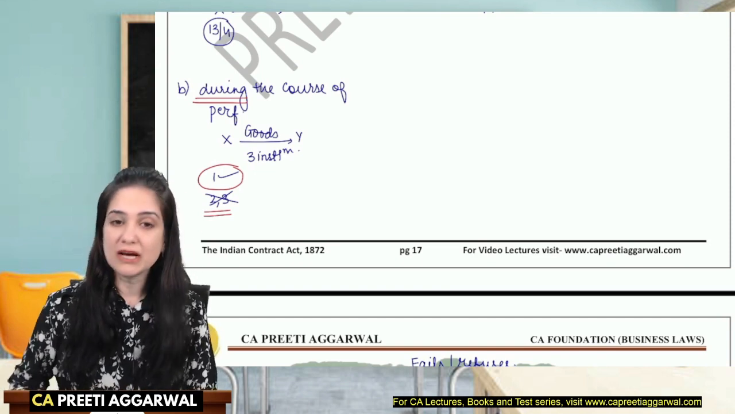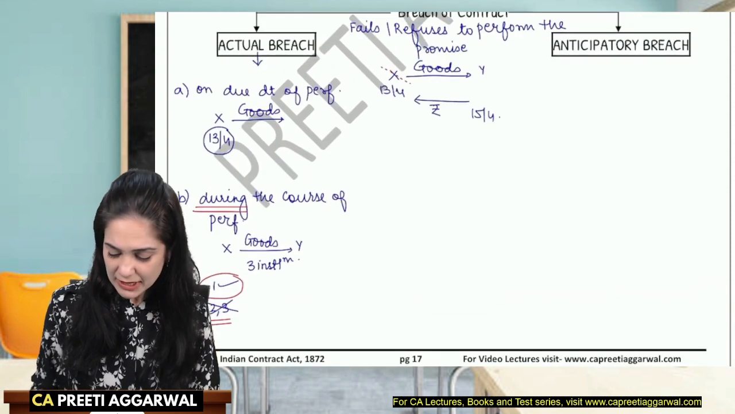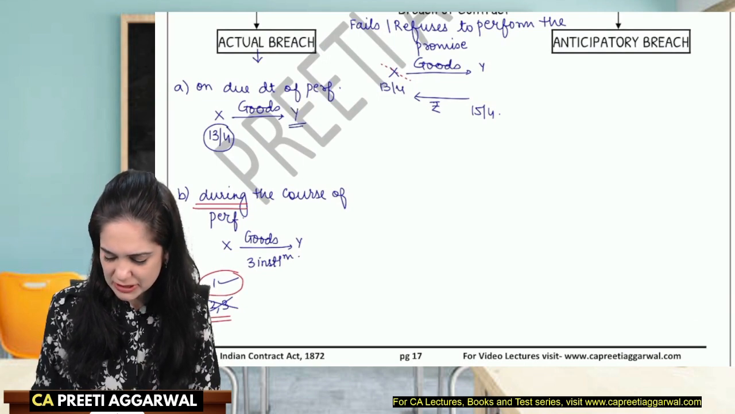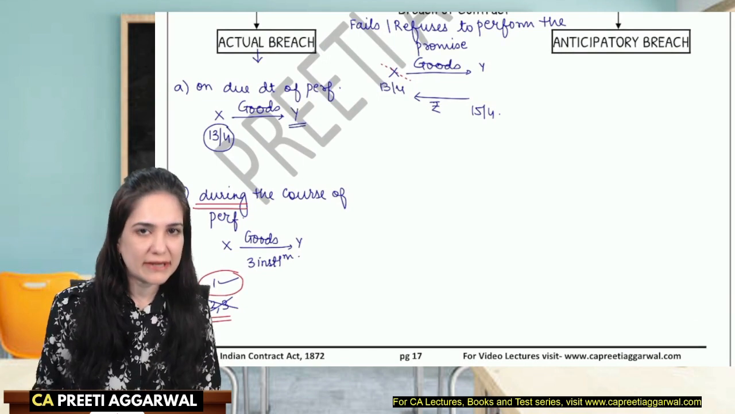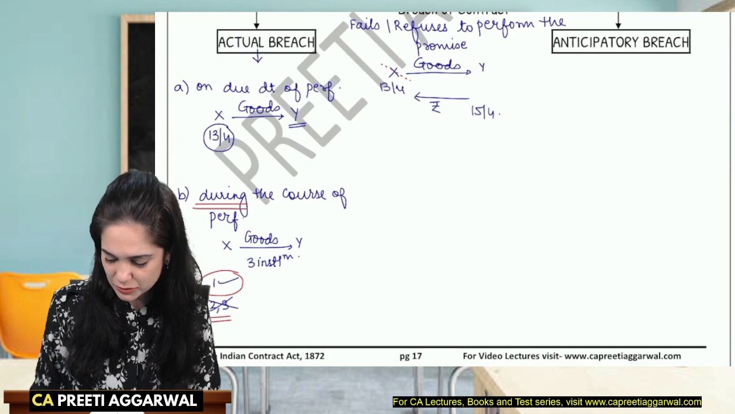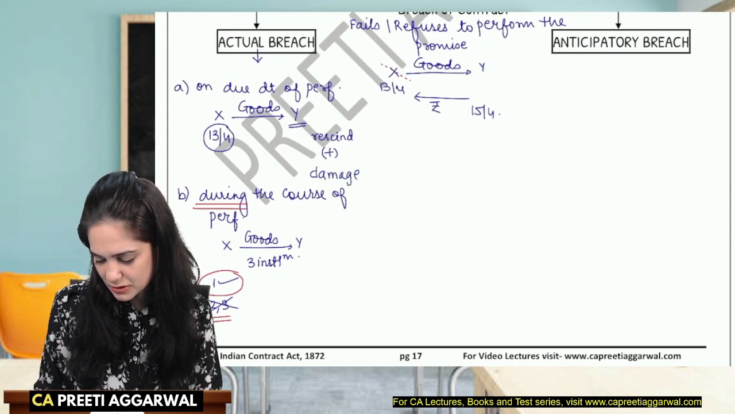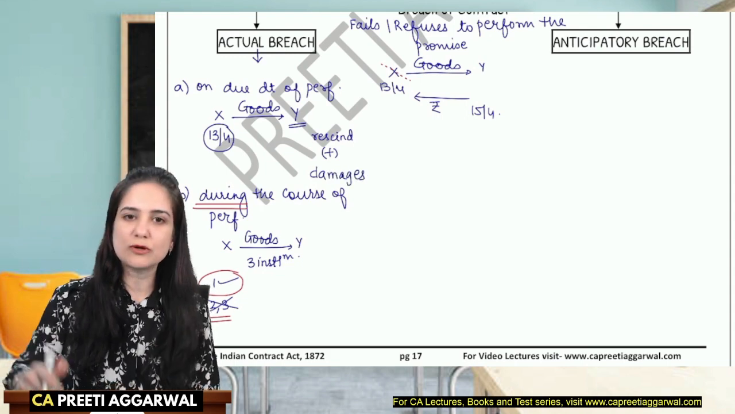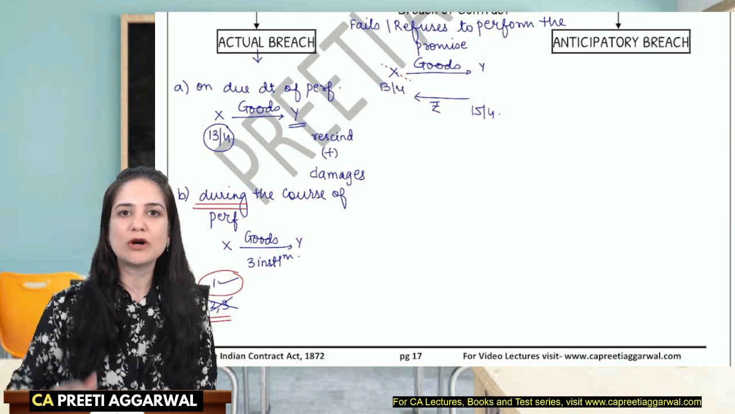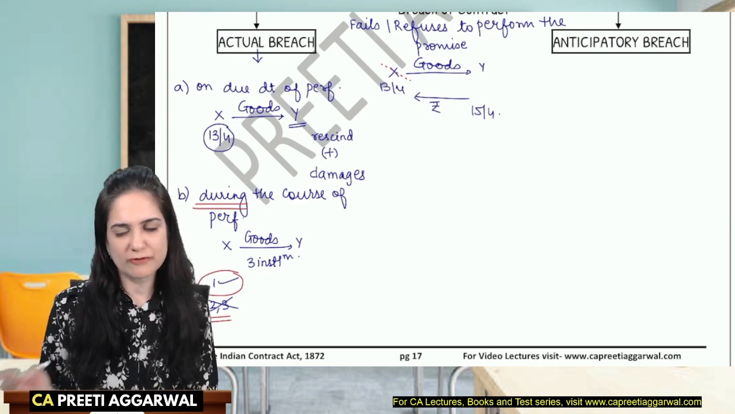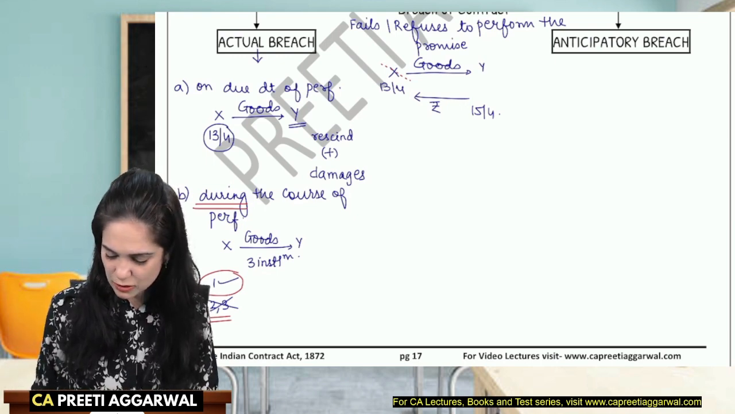Now, what is the remedy available with the aggrieved party? In this case, the aggrieved party can immediately cancel the contract and claim damages. Okay, so you can terminate, you can rescind the contract, and you can claim damages. In order to claim damages, you need to rescind the contract. You cannot keep the contract as valid and claim damages. You have to cancel the contract. So you will rescind the contract and claim damages.